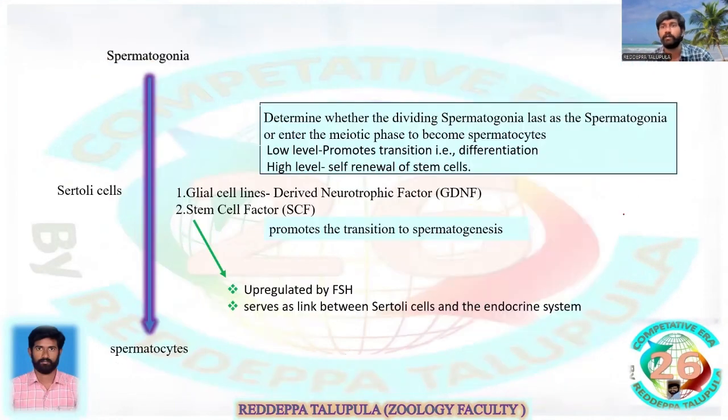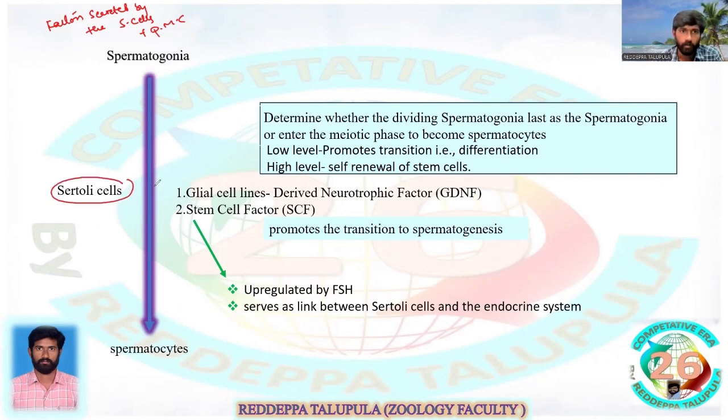Now, see, factors secreted by the Sertoli cells plus PMC. A small amount of factors will be secreted by the PMC, not a major amount. See, these Sertoli cells produce two types of factors. One is GDNF, glial cell line derived neurotrophic factor. And the second one is stem cell factor. What is the function of these two? Glial cell line derived neurotrophic factor determines whether the dividing spermatogonia last as spermatogonia, or enter the meiotic phase to become spermatocytes.